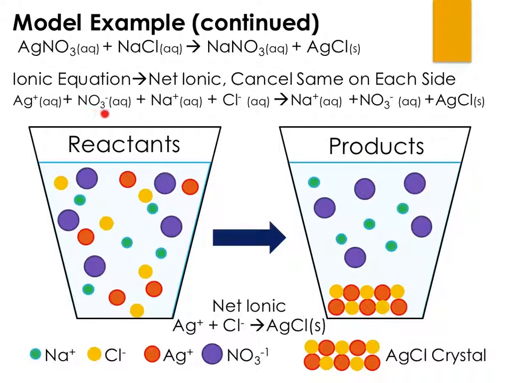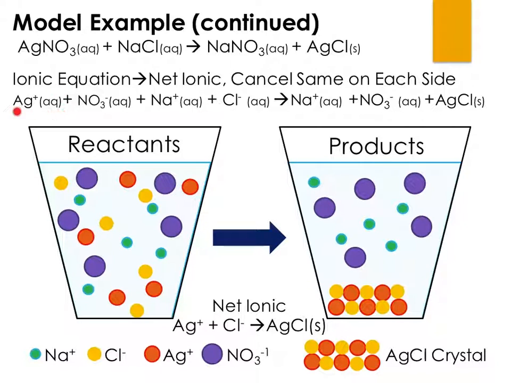So if I have NO3 minus aqueous on the reactant side and the product side, then it's the same. So therefore it hasn't gone through a change, a chemical change. So we're going to cross it out, so cancel on each side. So let's start from the beginning.